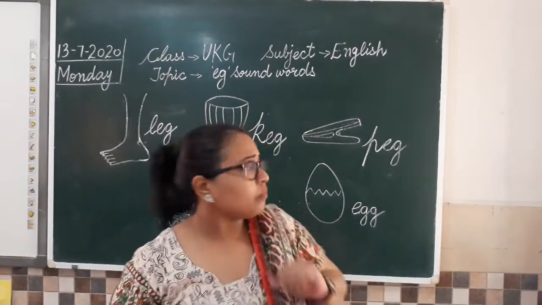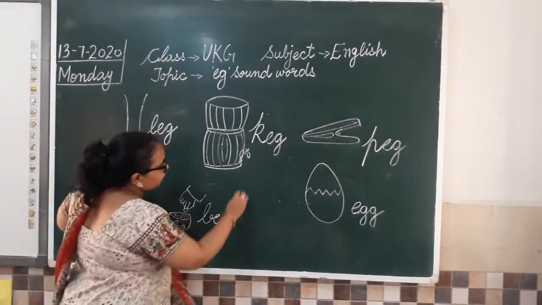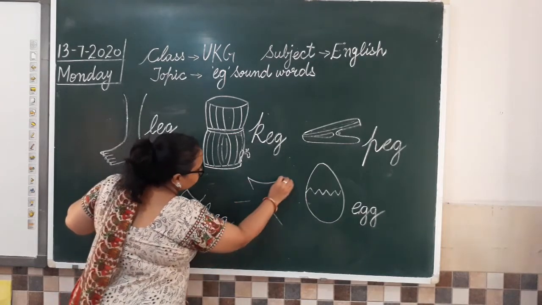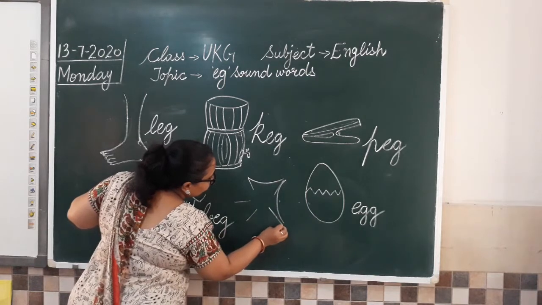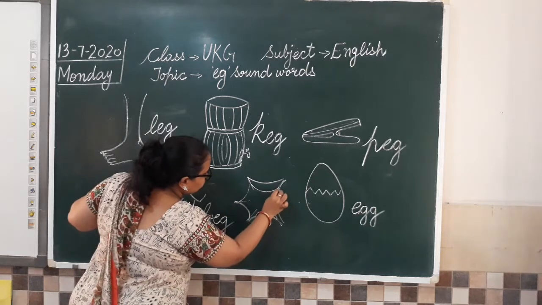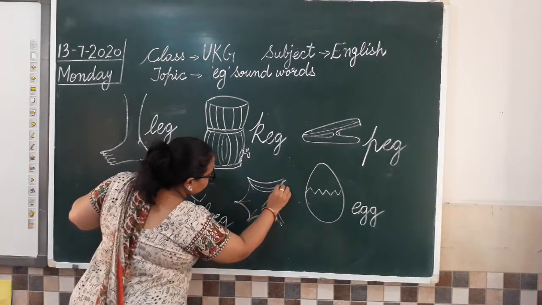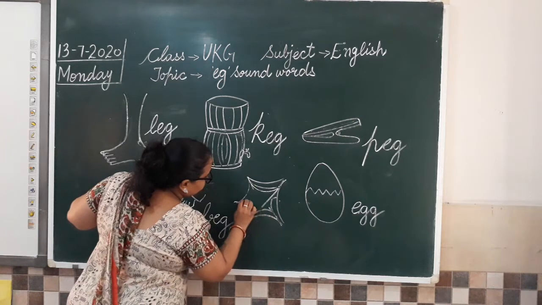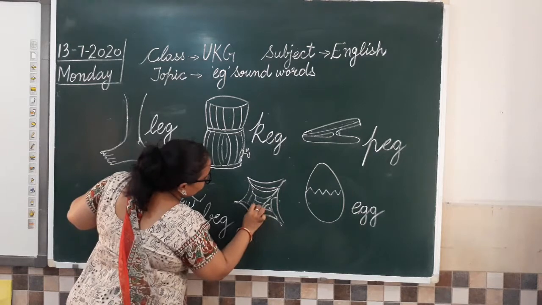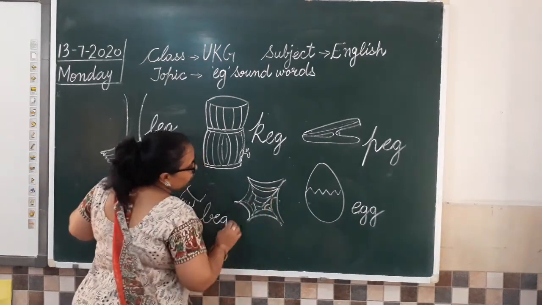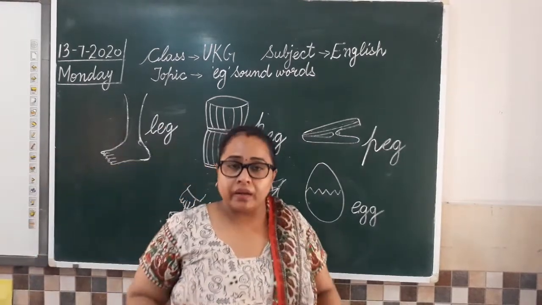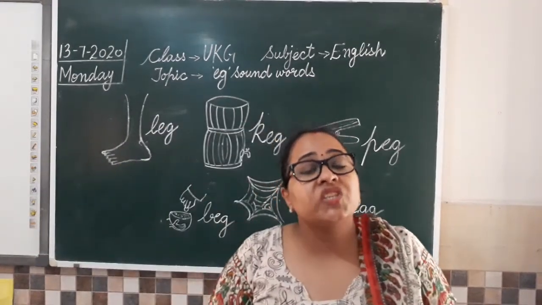Now, I have one more picture for you. I'll just draw it here fast. Generally we see them in our homes. So can you tell me what is this? It's a web, spider web. Spider का house देखा है आपने, जिसको हम मकड़ी का जाला कहते हैं.